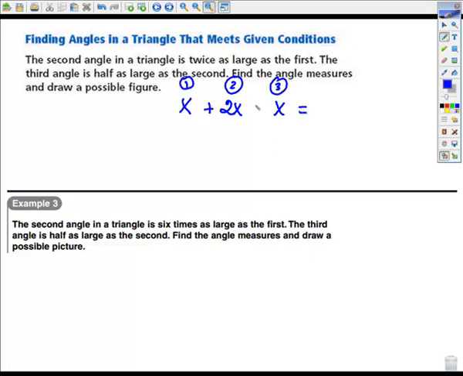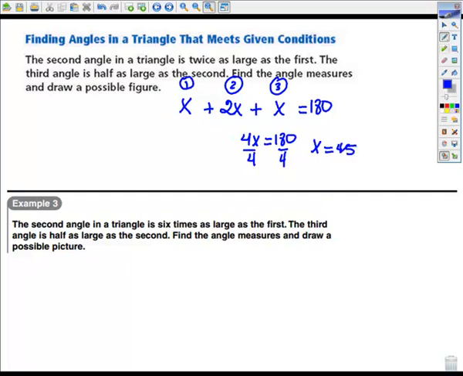Okay, I'm going to add these three up and set them equal to 180. So I get x plus 2x is 3x plus x is 4x equals 180. Divide by 4, and 180 divided by 4 gives me 45 degrees.